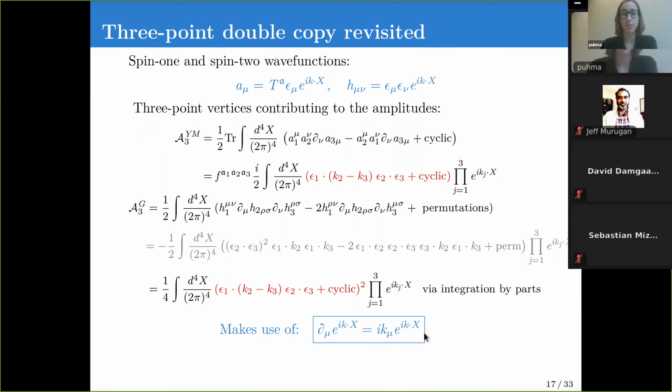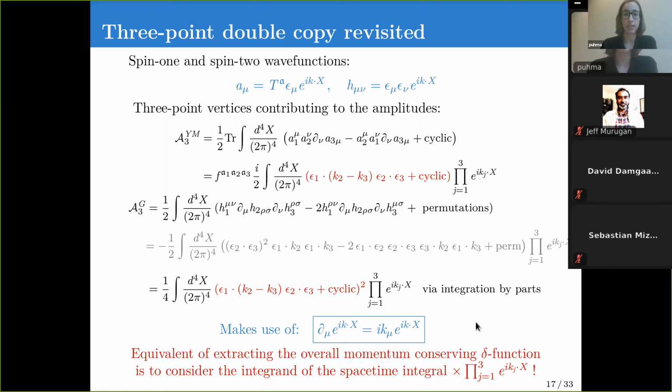And in this form, by leaving momentum conservation implicit in this integral representation, we see that the equivalent of extracting the delta function that implements momentum conservation is to consider the integrand, written in red here, after we have factored out the products of the plane waves. So this factor is the same in the gravity and the Yang-Mills amplitude. There is the same overall spacetime integration. And so the double copy statement here is really one about squaring the integrand. And we will make use of this fact in the following.